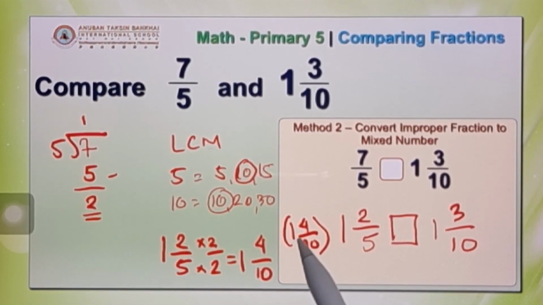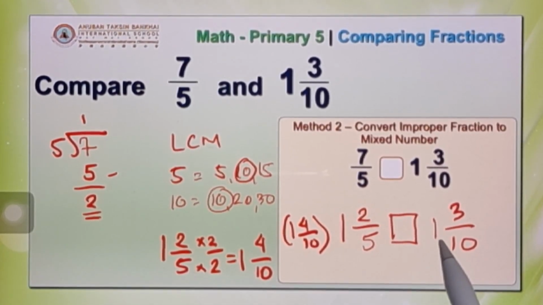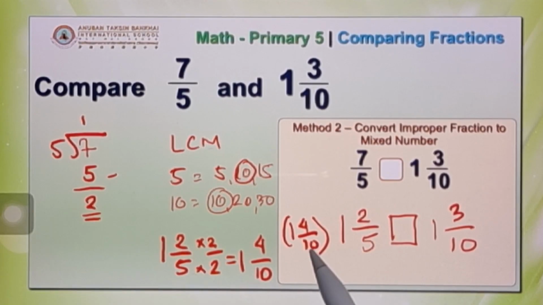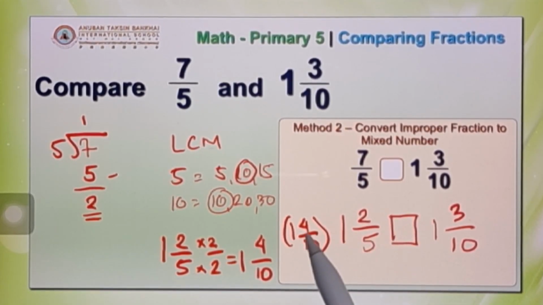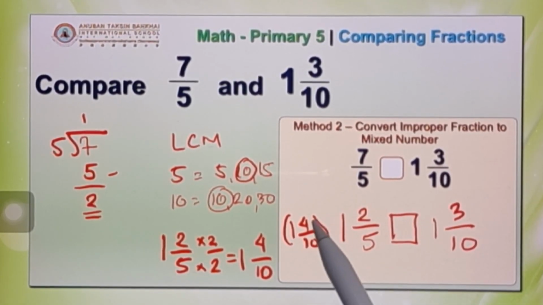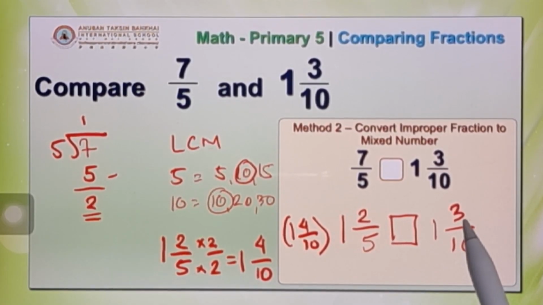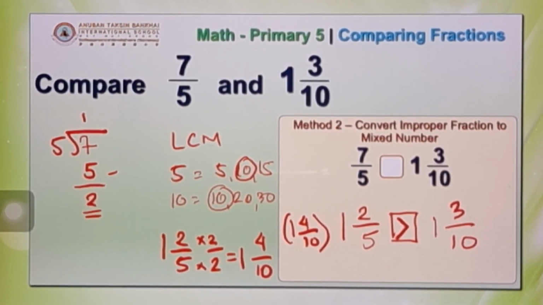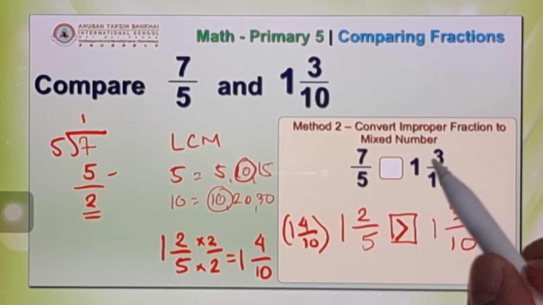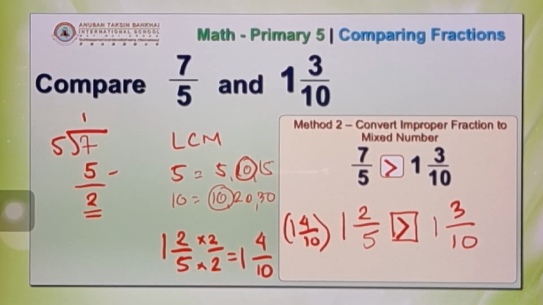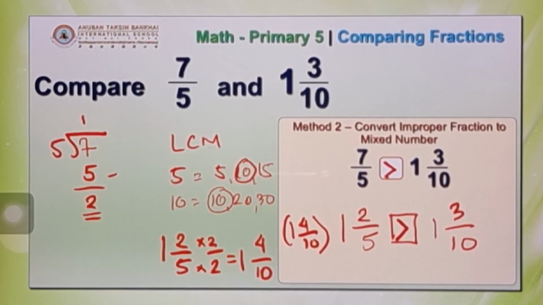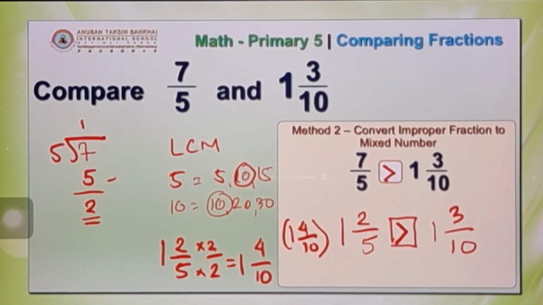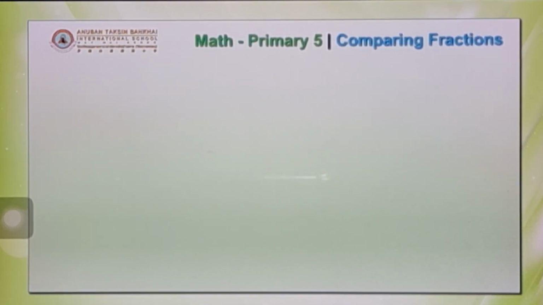Okay, so our whole numbers, we have 1 and 1. That is the same. We have the denominator the same. So let's look at the numerator. So 4 is greater than 3. So therefore, we have greater than as the answer. So 1 and 4 over 10 is greater than 1 and 3 over 10. Okay. Let's have another example.